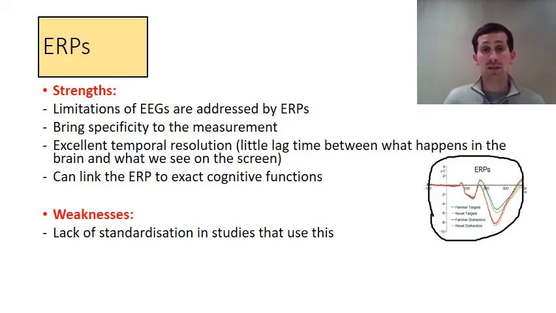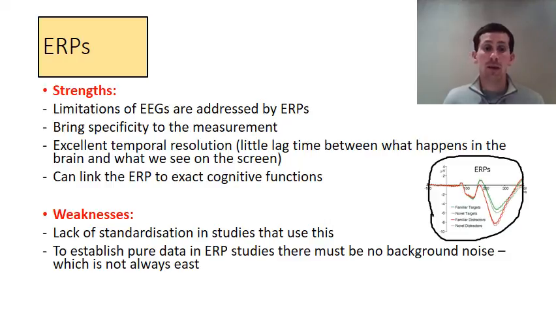However, it does have weaknesses. There is a lack of standardization in the studies that use it. Not all studies use ERPs in the same way. And therefore, to establish any pure data, one of the major limitations is that there's got to be absolutely no background noise whatsoever in the laboratory. If there is any background noise, that might distort or change any of the little electrical currents that we will be seeing on the graph. So we might not be getting a true picture of what's happening because of things such as background noise.